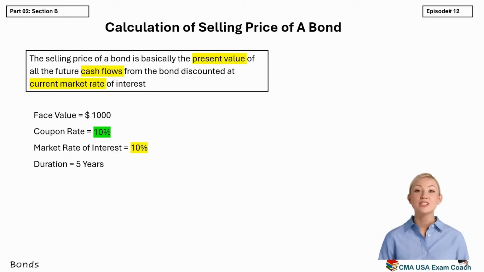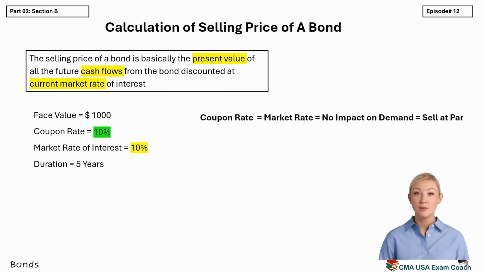The face value tells us what the investor will get back at the end of 5 years, $1,000. The coupon rate of 10% means the investor will earn 10% of the face value each year. That is $100 annually as interest. Now compare this to the market rate, which is also 10%. So this bond is paying the same return as other bonds in the market.